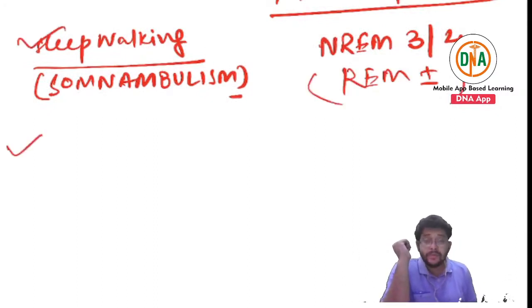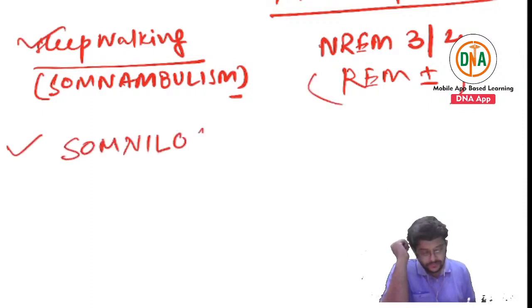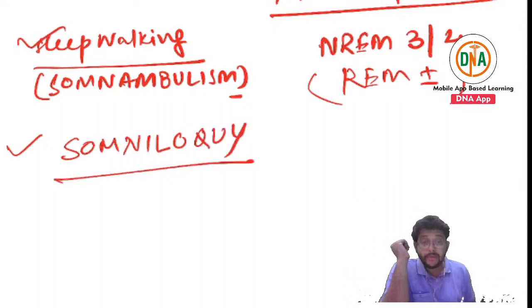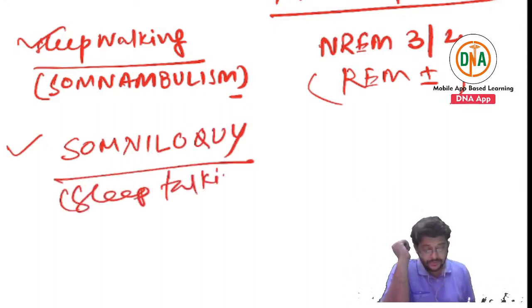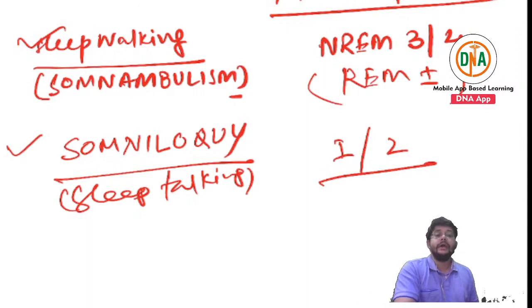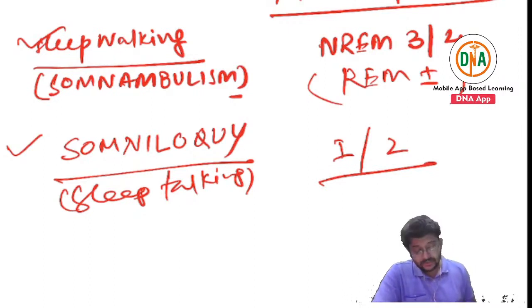The second is somniloquy. So what is somniloquy? Look at the spelling. Somniloquy is sleep talking. I think most of us do sleep talking, and that is actually in stage 1 and stage 2 of NREM sleep.